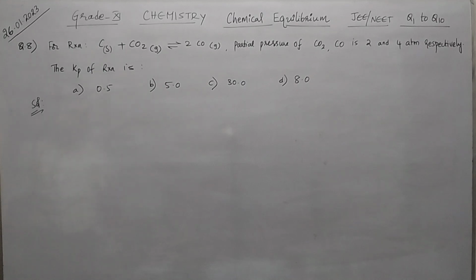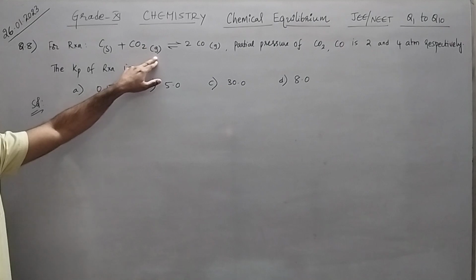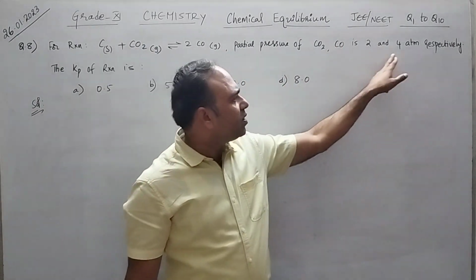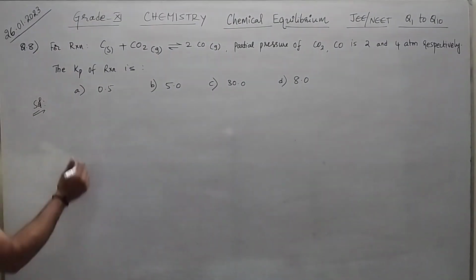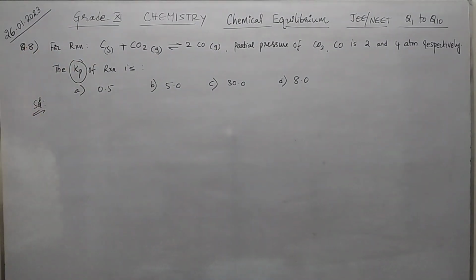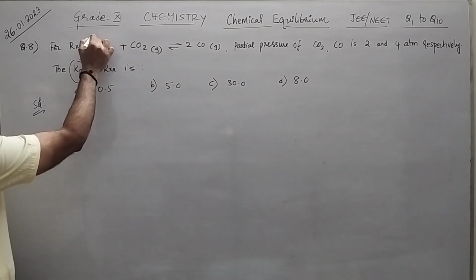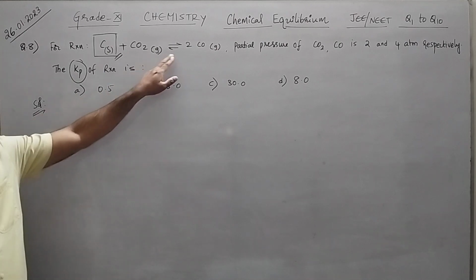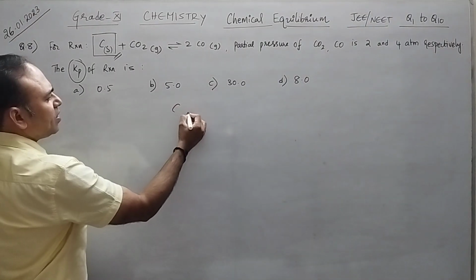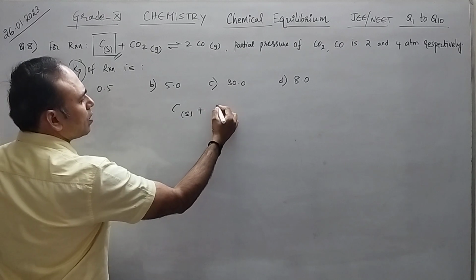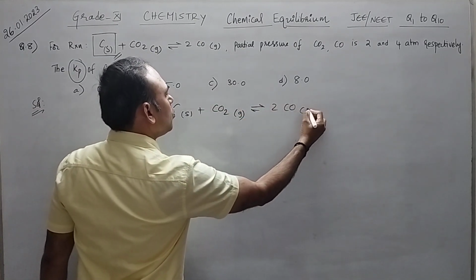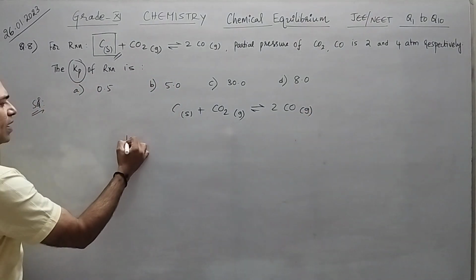Question number 8. For the reaction carbon solid plus CO2 gas gives us 2 CO gas, the partial pressure of CO2 is 2 and CO is 4 atmosphere. They are asking to find the value of Kp. First and foremost, you know that there will not be a partial pressure for a solid. We need to consider only the gases. So what is the equation? C plus CO2 gas gives us 2 CO gas. So in this condition we can write like this.